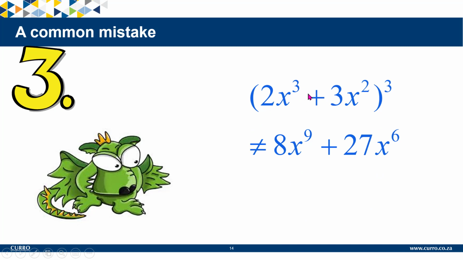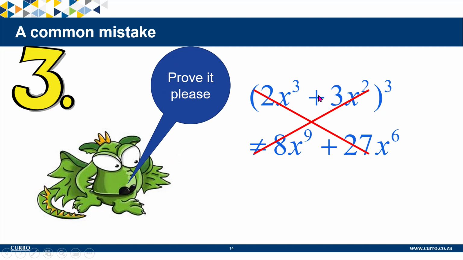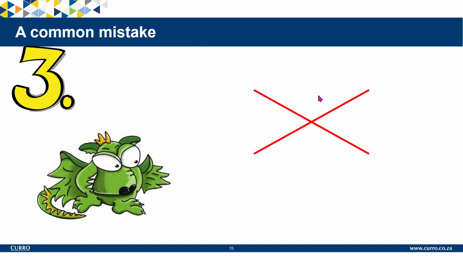Here is a common mistake when we deal with 2 expressions in brackets cubed. You cannot cube each term separately. You can only use the laws of exponents if this is one term. There are 2 terms. So this is a big mistake. We first have to simplify the bracket.